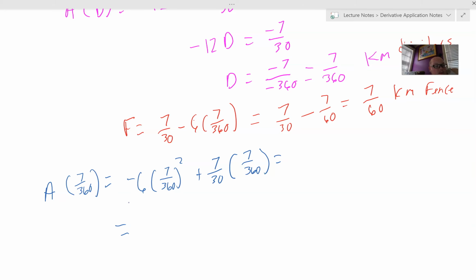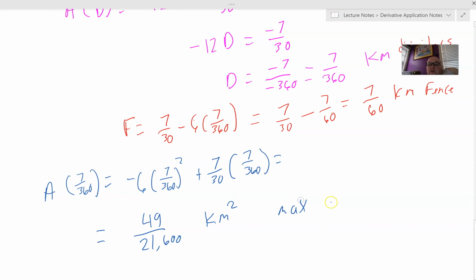Alright. Negative 6 times 7/360 squared, 7 times, okay, give me 1 second, it does not work. Alright, and this comes out to 49 over 21,600 square kilometers is your max area. Well, hold up, and I forgot about this. This is an error. It's okay.